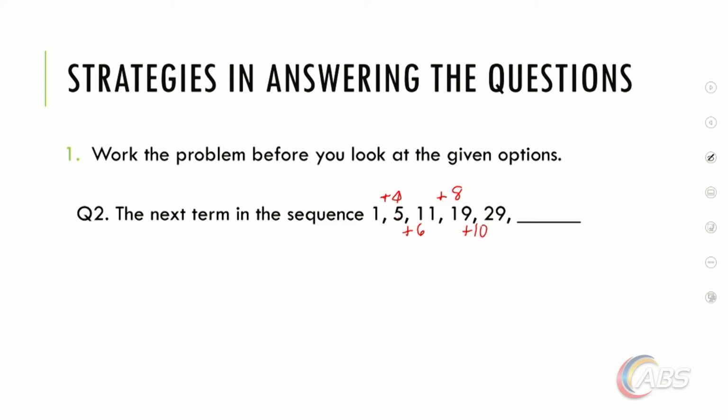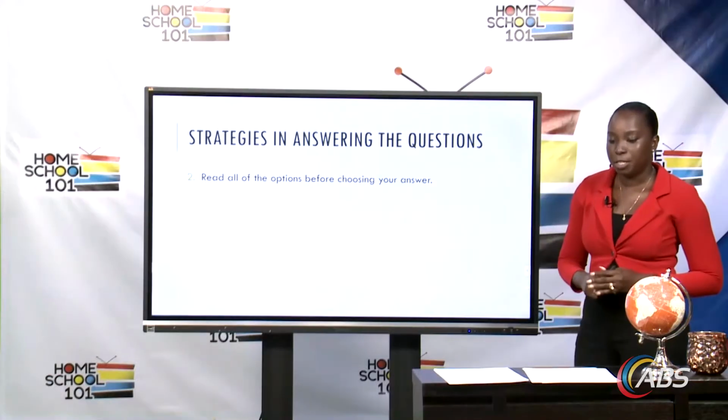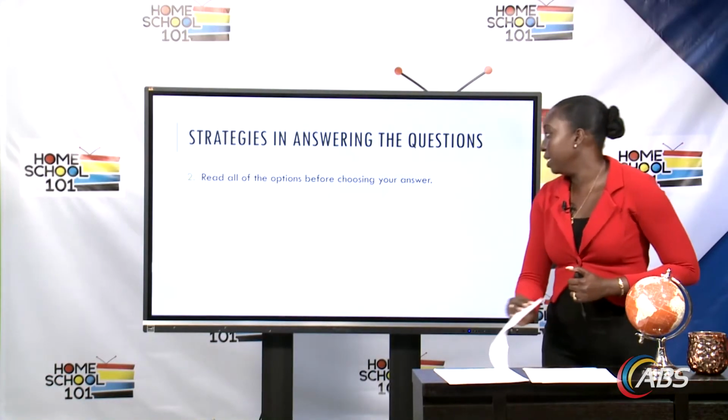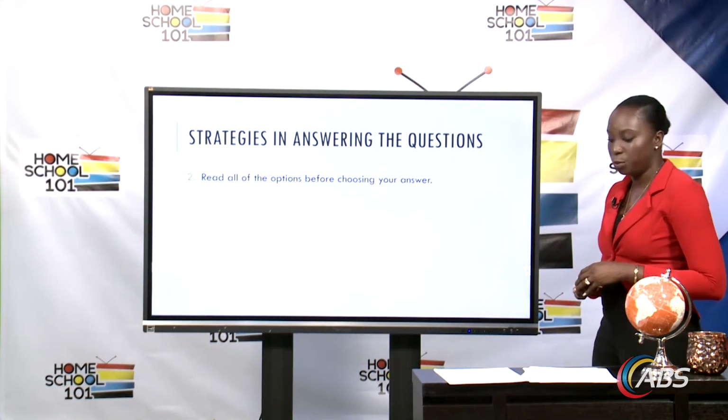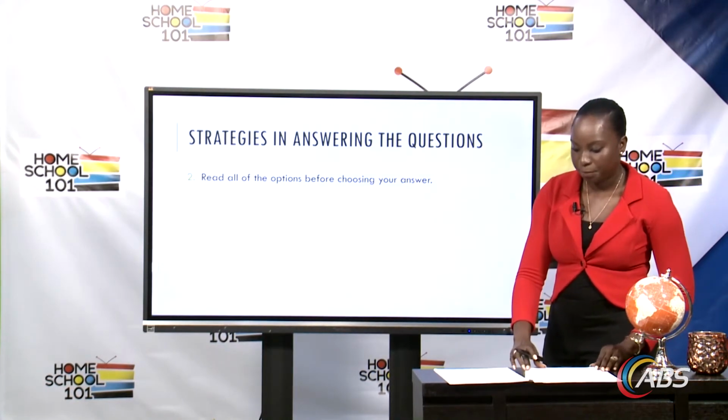And so following this pattern, we're going to add another 2. If we add 2 to the 10, we get 12. So we would be adding 12. 29 plus 12 is going to give us 41. And if we look at our options, our answer is right there. B is the answer.